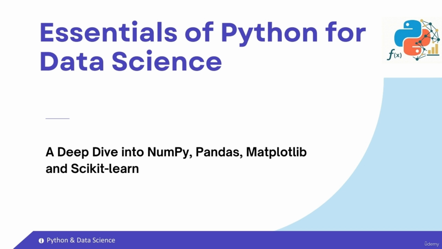Today, we're not just talking about coding, we're talking about the ecosystem that runs the modern world. The title of our session is Essentials of Python for Data Science. We're going to take a deep dive into the 4 libraries that make Python the absolute king of data analysis: NumPy, Pandas, Matplotlib, and Scikit-learn. If you've ever wondered how raw data turns into a stock prediction or a recommendation algorithm, this is where it begins.